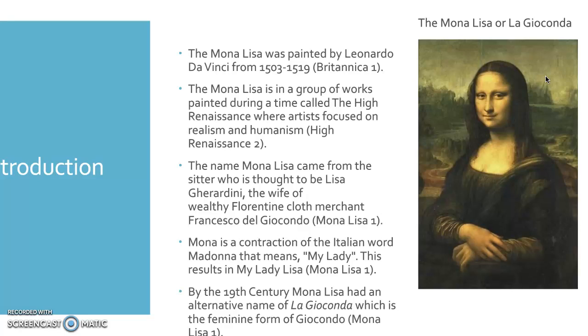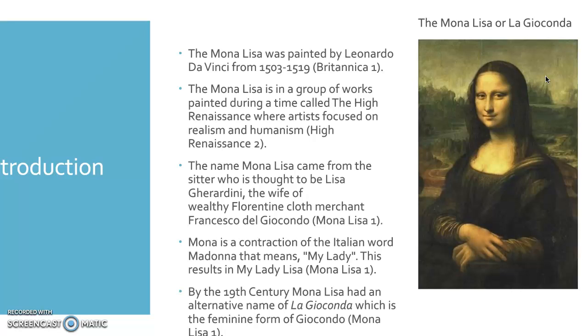The Mona Lisa is in a group of works painted during a time called the High Renaissance, where artists focused on realism and humanism. They also focused on the balance and harmony of nature with humans.